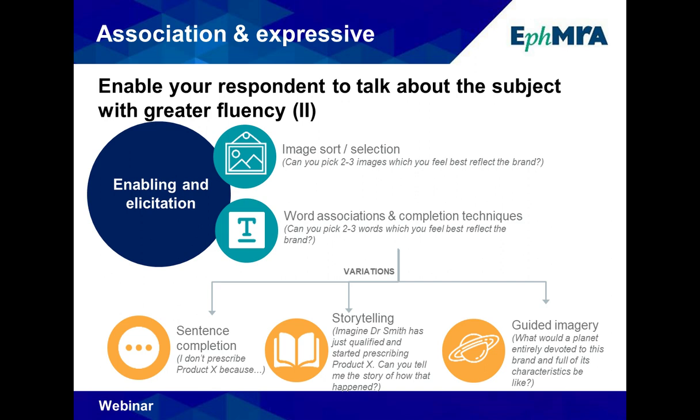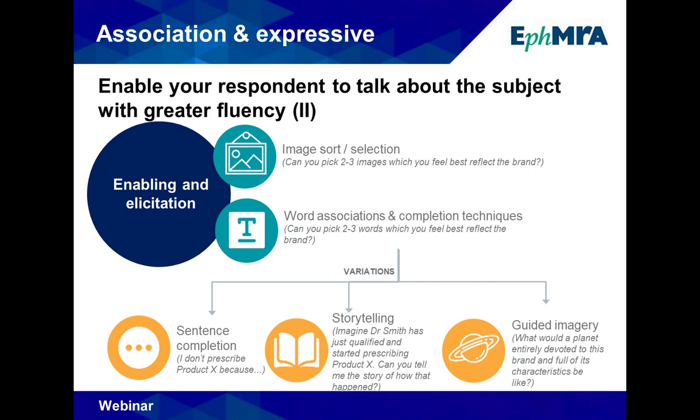Let's look at other techniques that will help us to enable and elicit the respondent's feelings. So we have here association and expressive techniques. First of all, the image sort or selection, which is a very classic projective technique you may have come across. Picture sort can be done from a ready-made deck or free-form by the respondents. The idea is to instruct the respondent not to think while doing it, and to choose the pictures intuitively and rationalize later. And I think with this instruction, it's really important to clarify that up front.